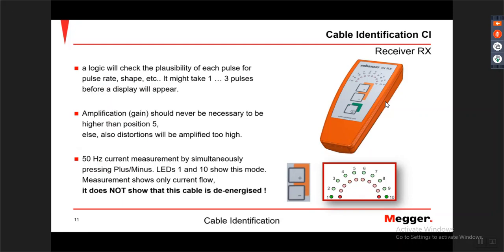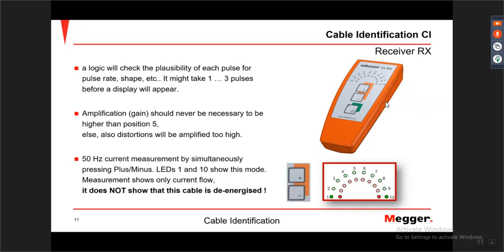Amplification, the gain, should never be necessary to be higher than position 5, else distortions will be amplified as well. If you get an induced signal into a parallel cable, if you have a high amplification, you will pick that up on the induced signal.